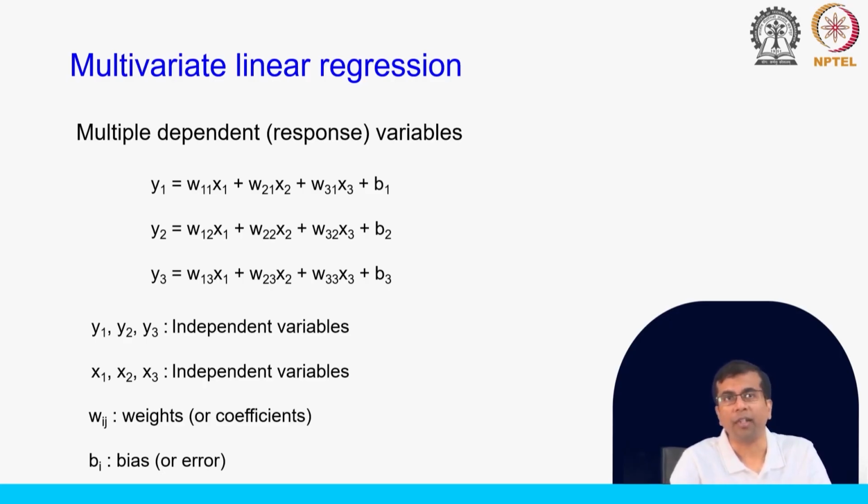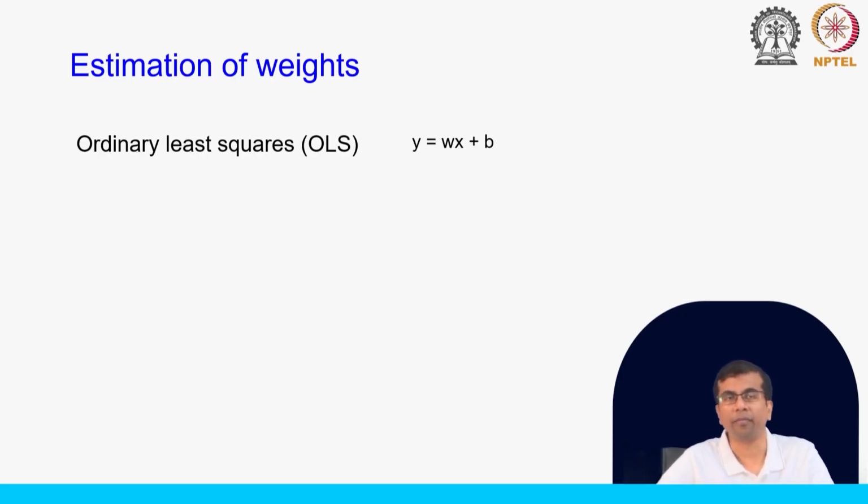Now, the question we have is how do you actually estimate these weights, right? These weights will vary depending on the biological system, so how do we estimate these weights and the bias term? The method that we have learned before, perhaps some of you have learned in school, is ordinary least squares, or OLS. Here, write the equation y equals wx plus b, and we want to estimate these weights w and b. So, how do we estimate these w and b?